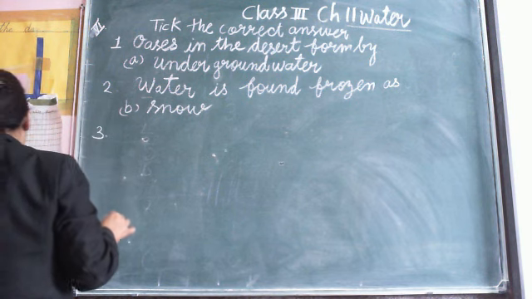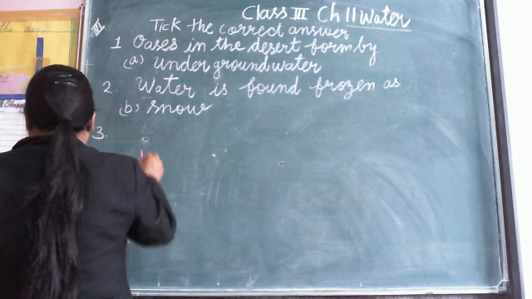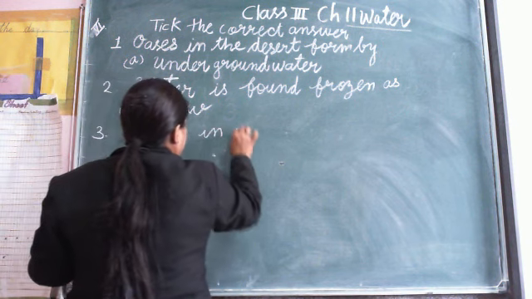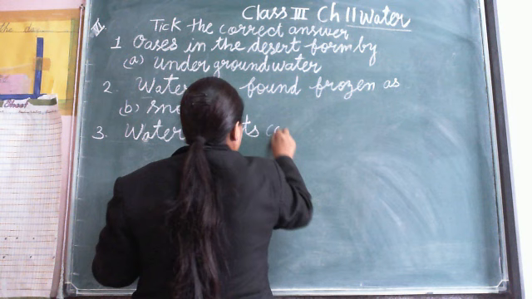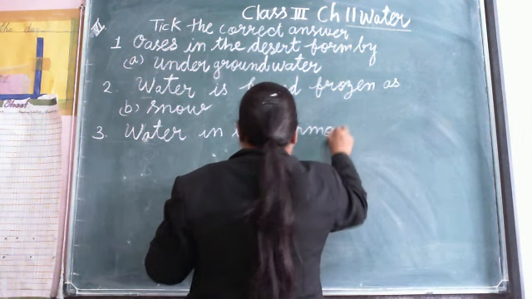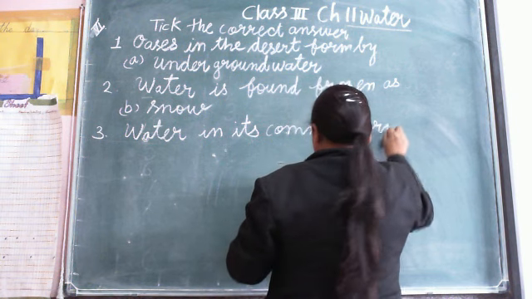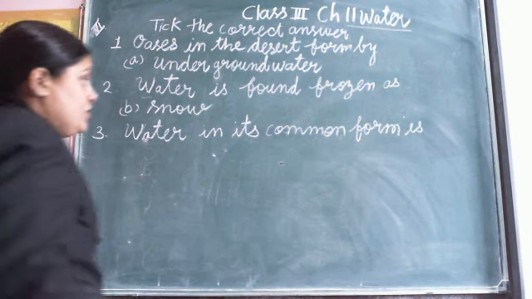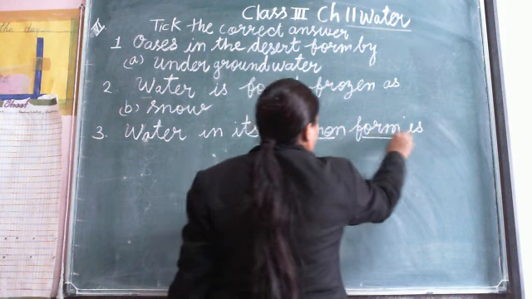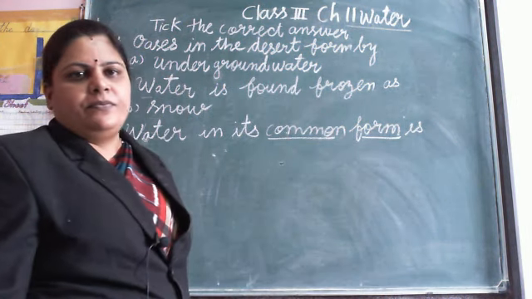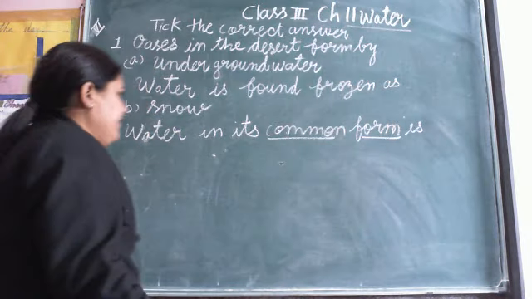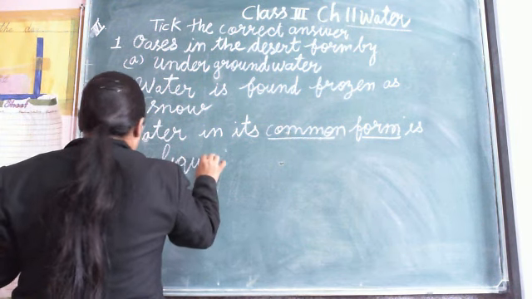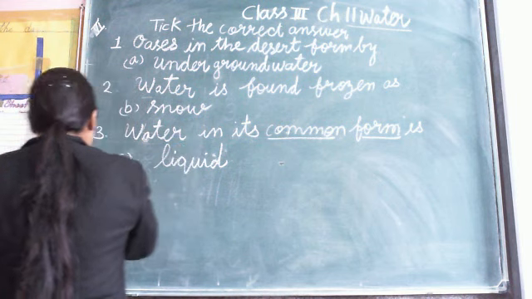Let's see number 3. Water in its common forms is called gas, solid, liquid and metal. So the common form, this word common, the common form of the water is, beta, liquid. The common form of the water is liquid. So the right answer is number C, liquid.